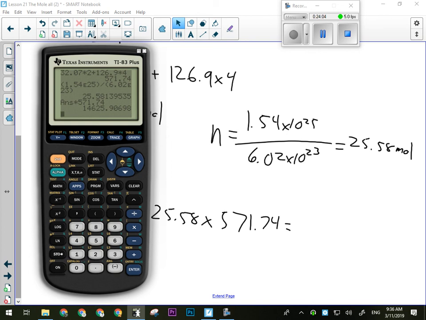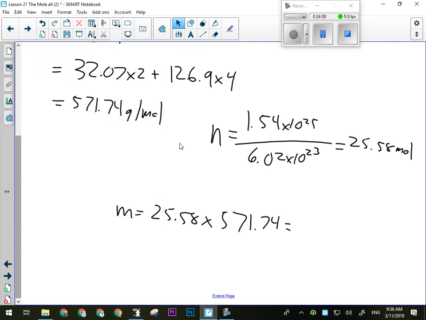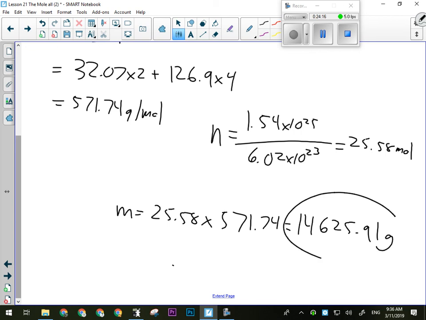Okay, so I would write down 14,625.91 grams. Okay, that would be my mass. All right, so this would definitely be worth 5 marks, because there's a fair amount of steps here.